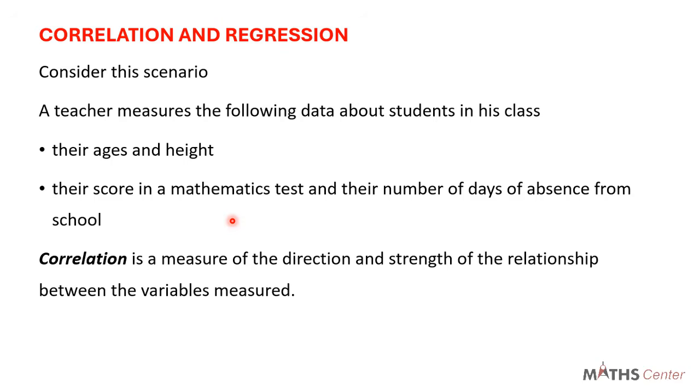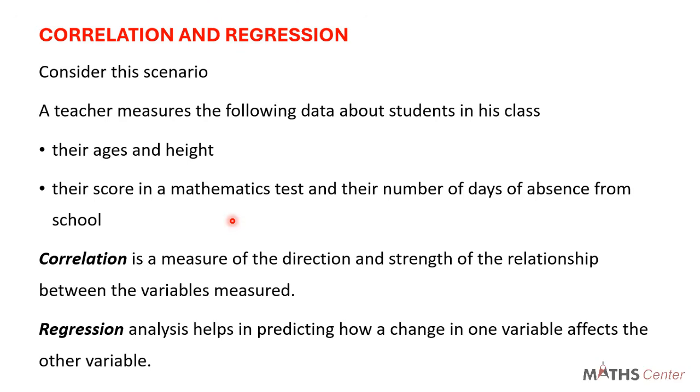One, it helps us to establish whether there is any form of relationship at all, and if there is, what is the strength of that relationship, and also what is the direction of that relationship. That is the kind of information correlation helps us to obtain about the data that we have collected.